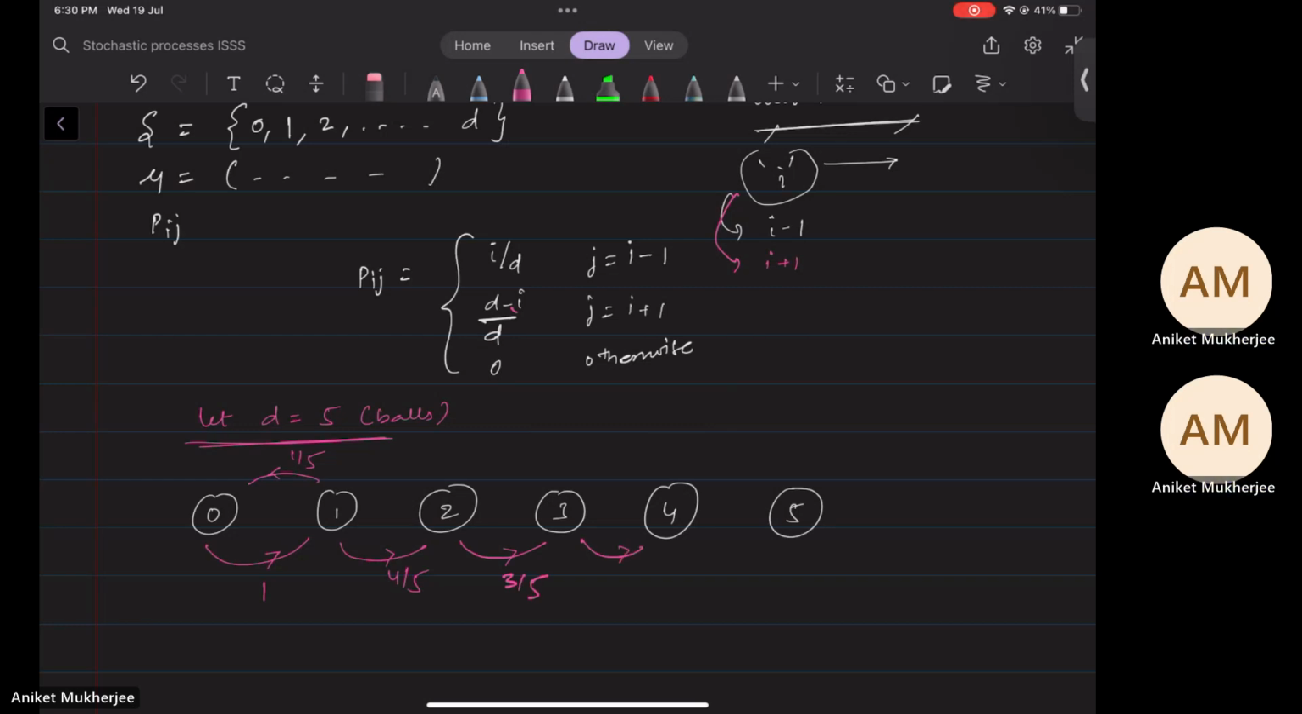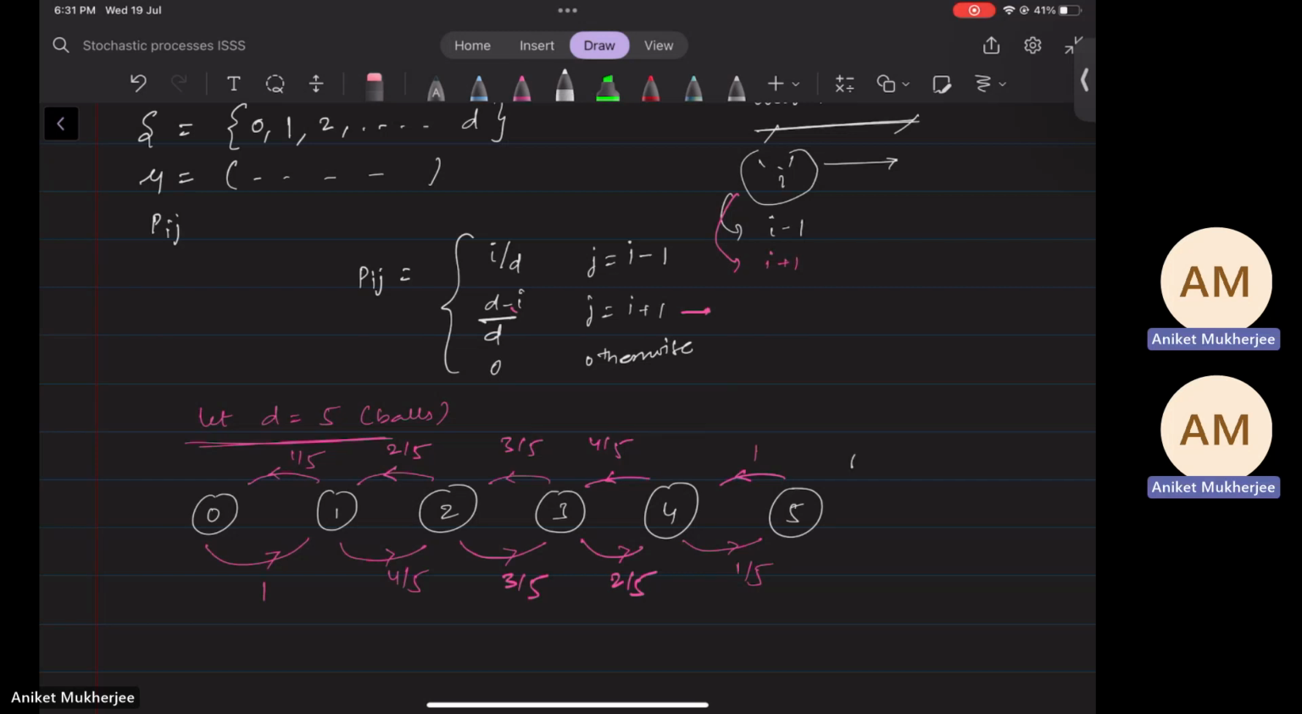When i is 3, this is the going right. Here d is 5, so 5 minus 3 by 5 is 2 by 5, and then 1 by 5. 2 to 1: you can basically look at the outgoing nodes, so this will be 2 by 5, this will be 3 by 5, this will be 4 by 5. If you have 5 balls in urn 1, then with probability 1, because you're choosing one of the balls to exit, it will surely go to 1, so it will be 1.